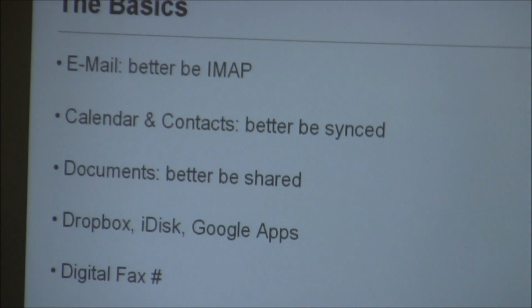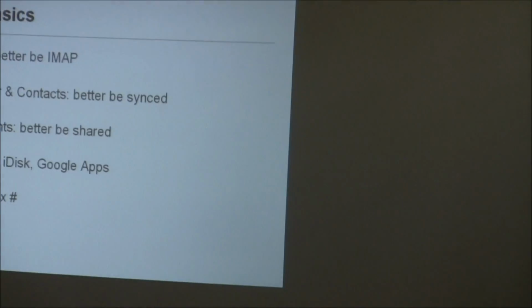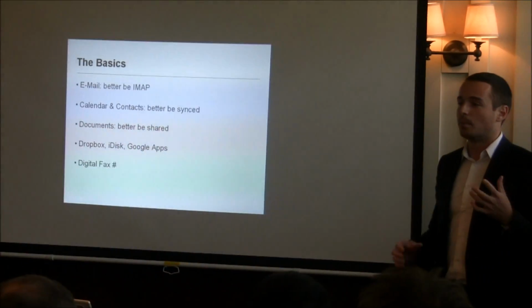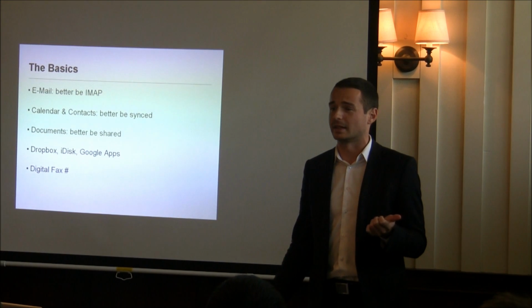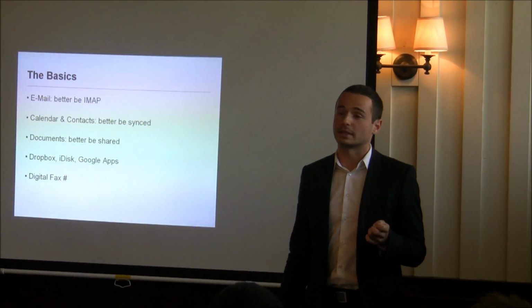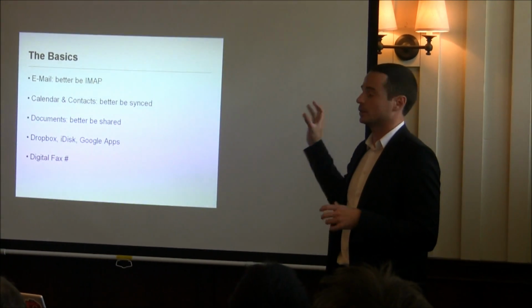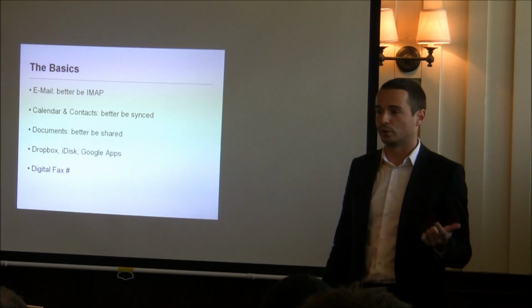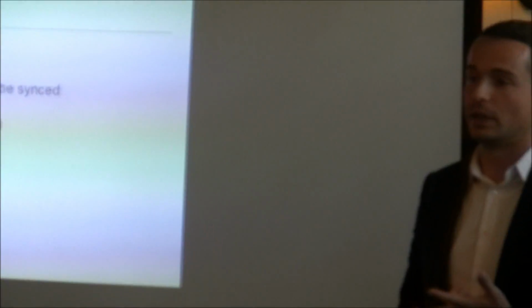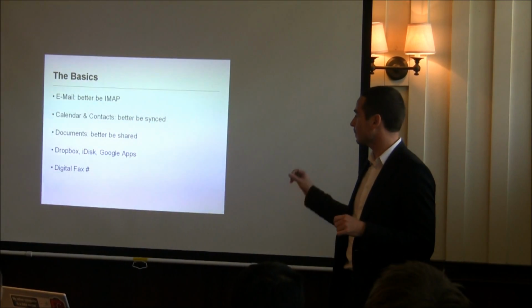IMAP just means that your email is stored on a central server and everything is synced. So if you have 3 different computers, 2 different smartphones, whatever you do on one device will be done on another. Google does it, Mac Mail does it. Most of the major email programs will offer IMAP. I think Hotmail is about the only one that doesn't now. So it's usually just a matter of how you set it up. Calendar and contacts should be synced. Most smartphones will do that automatically, whether that's through Outlook, Google Apps, or MobileMe on the Mac side. They all work. If it's not set up, just trust me, it's going to save you a lot of money.